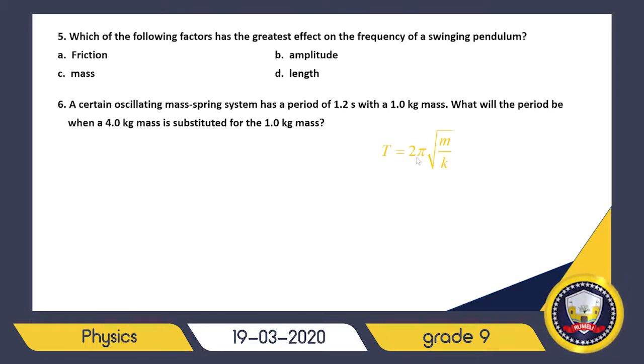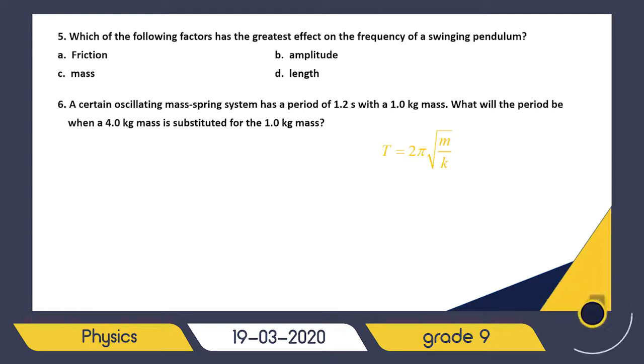First of all, we are going to use this formula. T equals 2 pi square root of M/K. M was 1 kilogram, then it becomes 4. What happens to the T? It increases or decreases, and by how many times?